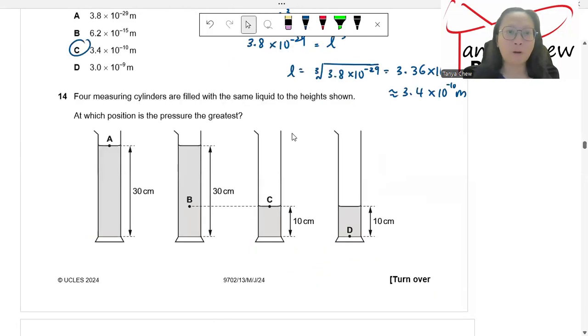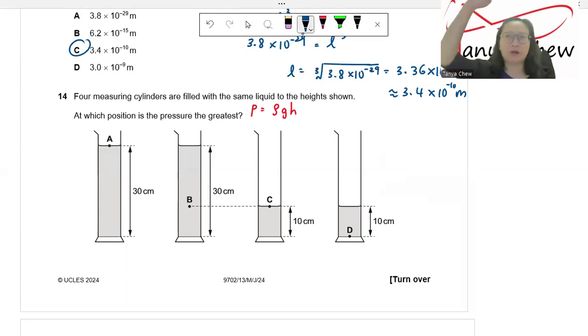Number 14, four measuring cylinders are filled with the same liquid to the heights shown. At which position is the pressure the greatest? Now, this is a liquid. At the surface of the liquid, the depth is measured. Pressure of the liquid, let me give you first, rho g h. The h must be measured from the surface of the liquid. So when the h from the surface of the liquid is getting further away from the surface, pressure is higher. Right. Now look at A.